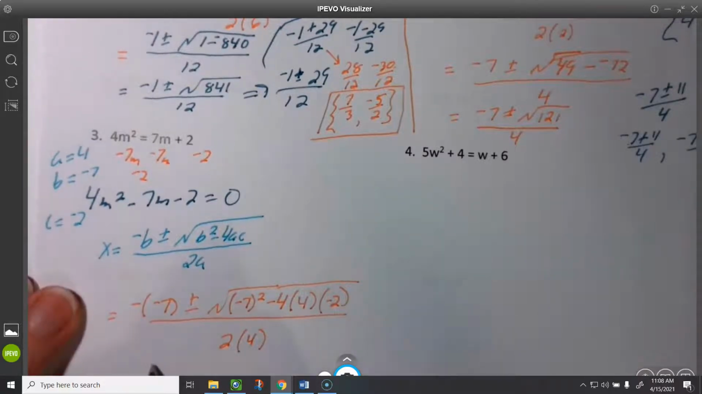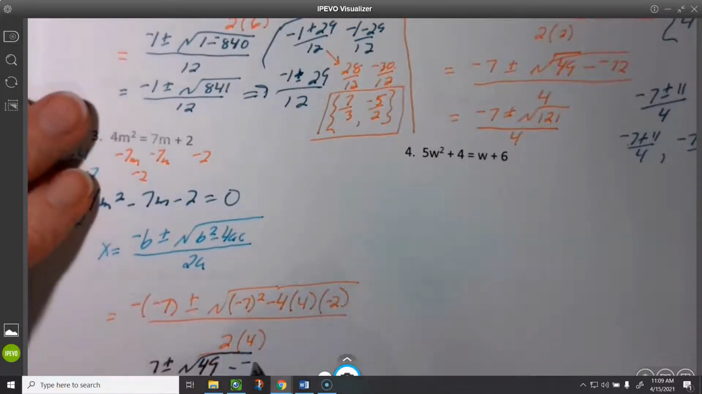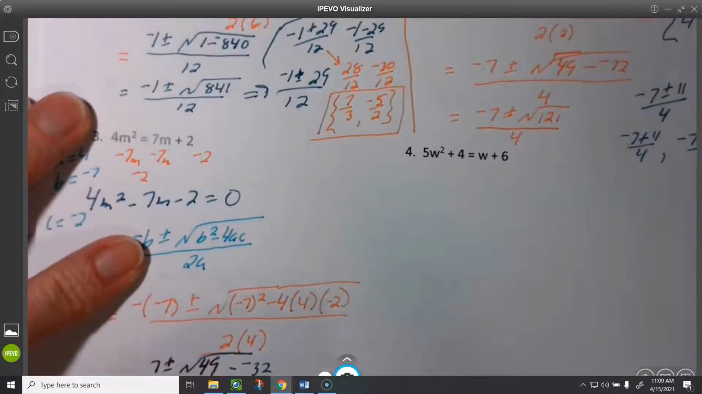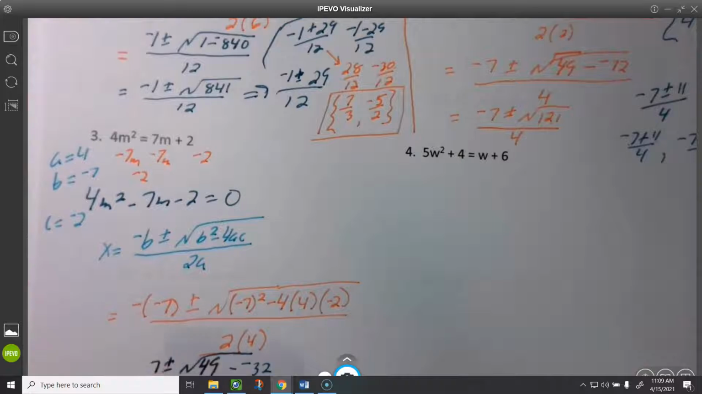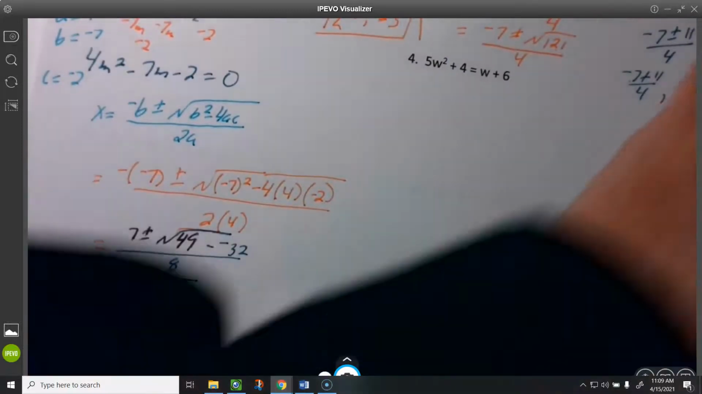Okay, let's simplify that. So that's 7. It turns out to be a positive, plus or minus the square root of 49. I should do it in different colors so it's easier to see what line I'm on. 49 minus negative 4 times 4 is 16 times 2 is 32, all over 8. 7 plus or minus the square root of 49 plus 32 gives me 81. Oh my gosh, we are getting all these nice ones. Over 8. 81 is a perfect square also. So we got another nice one.